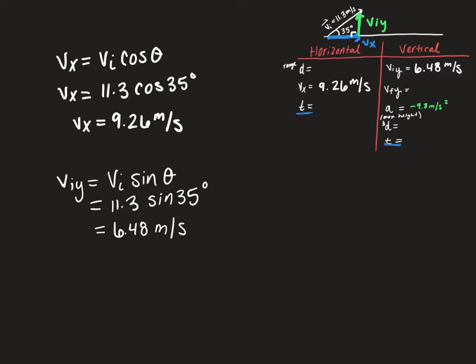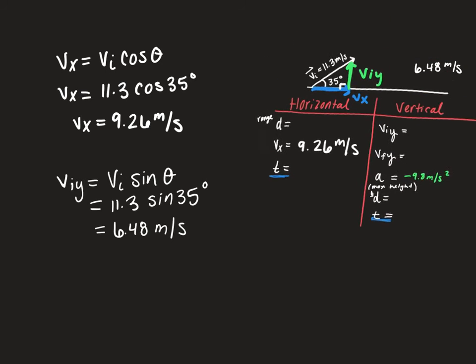Okay, so now we don't really have enough information to solve for anything on the left side yet, because we only have one variable, or the horizontal side. So let's look at what we can about the vertical side.